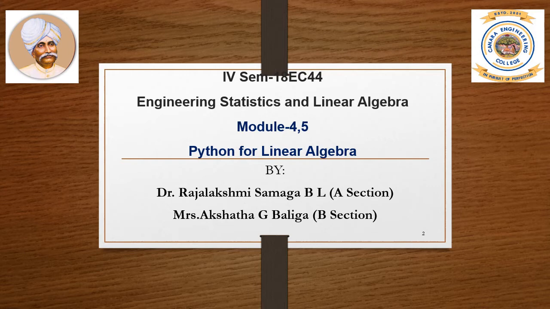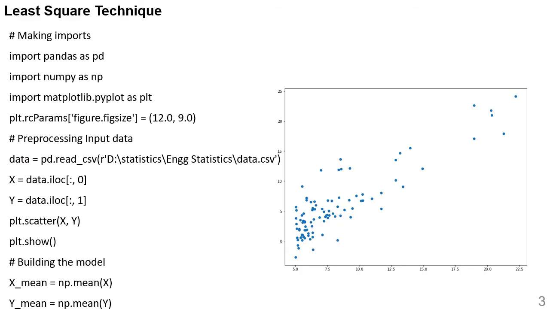One can be applied to understand linear algebra in a better way. I have taken this example from GitHub. There is a scattered data as shown in this figure, and I need to fit a straight line. I need to model it as a straight line using least square technique. For that, I need to import certain libraries.